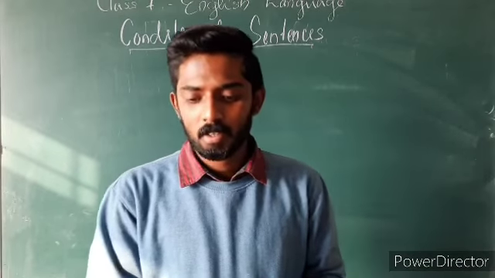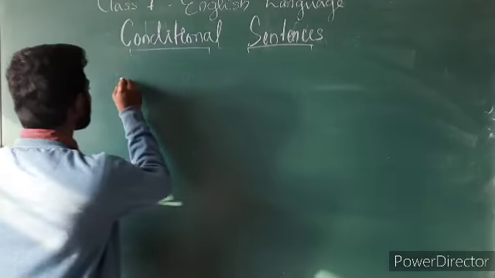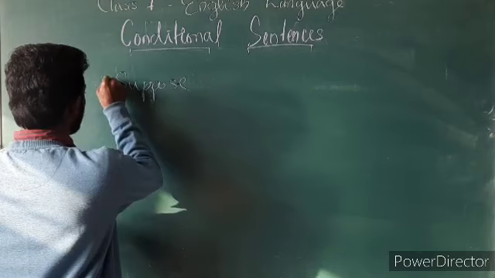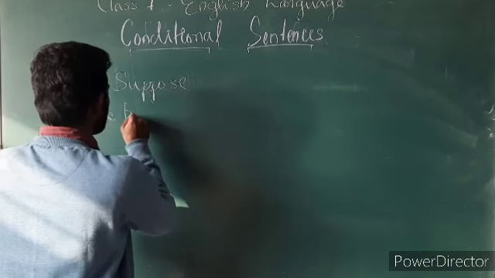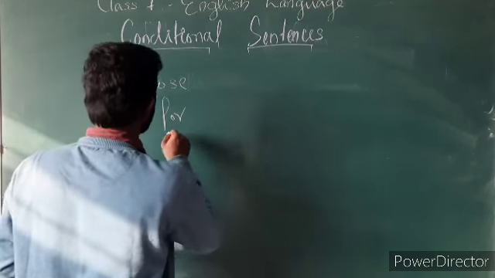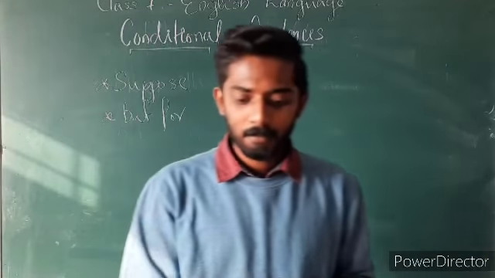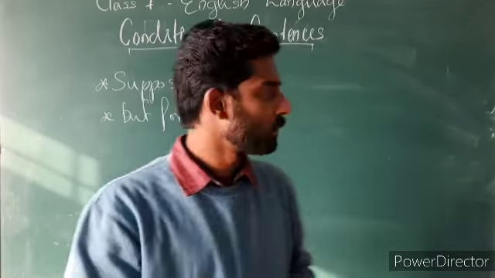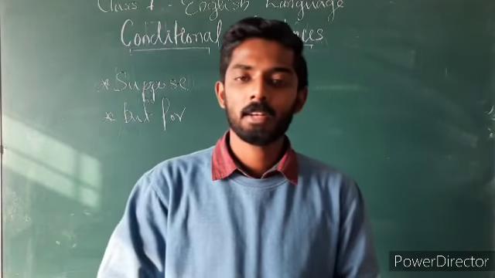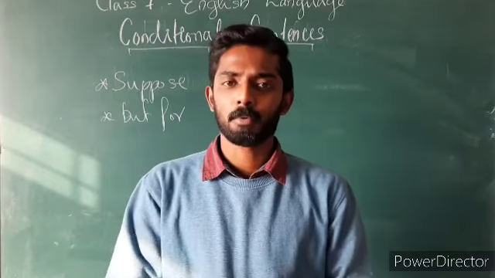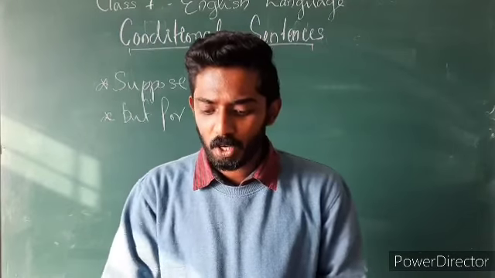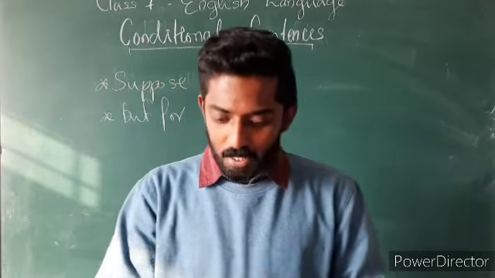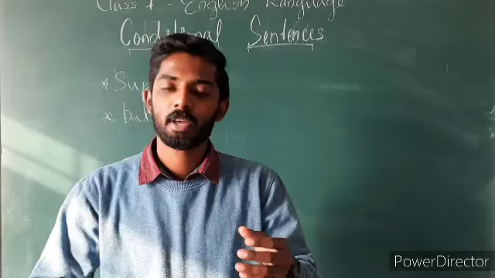The first word is suppose, and the second one is but for. So what is the meaning of but for? For example, if it were not for, or if it hadn't been for. In the sense, if there was no air, we would have died.